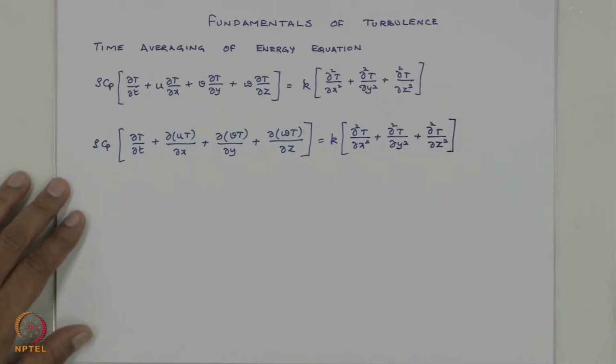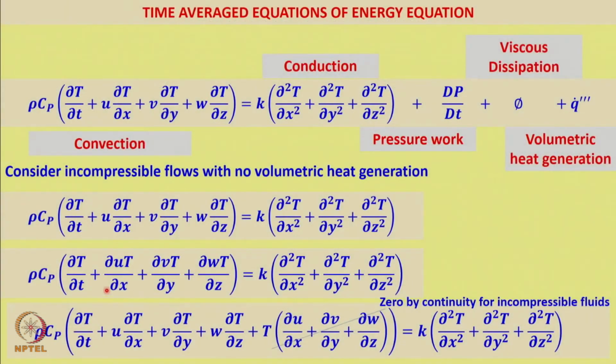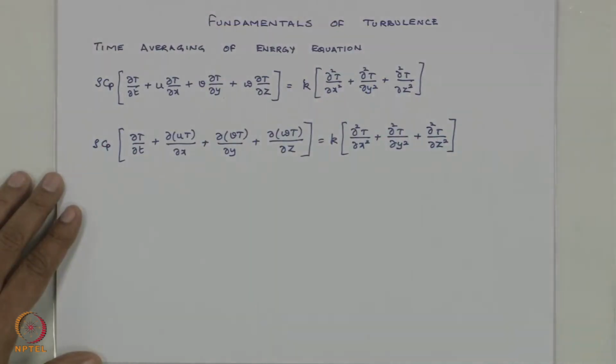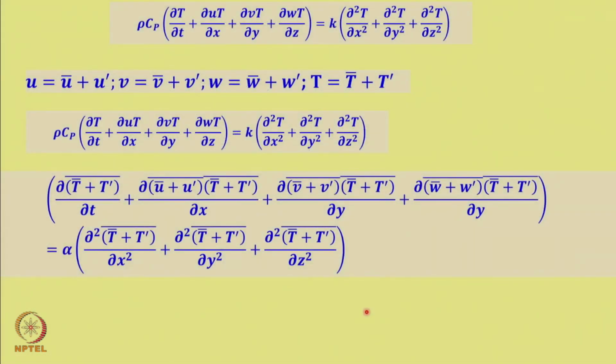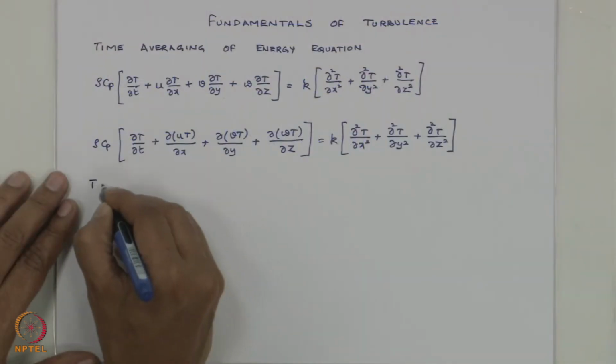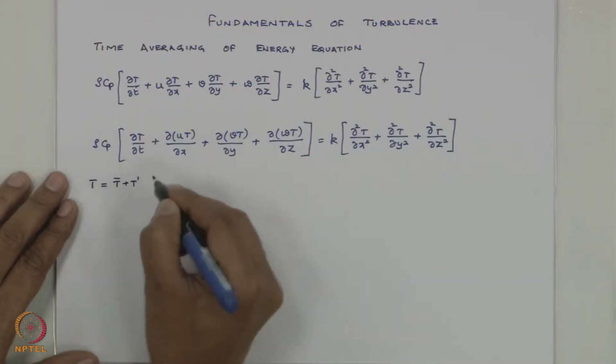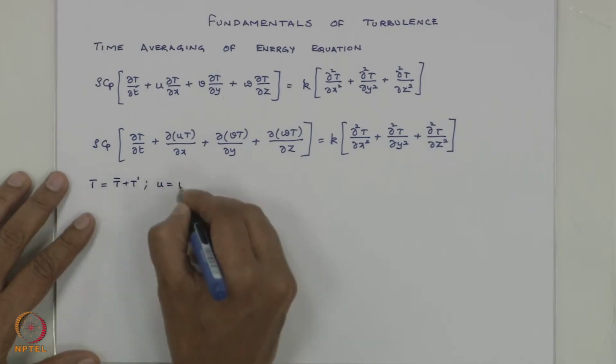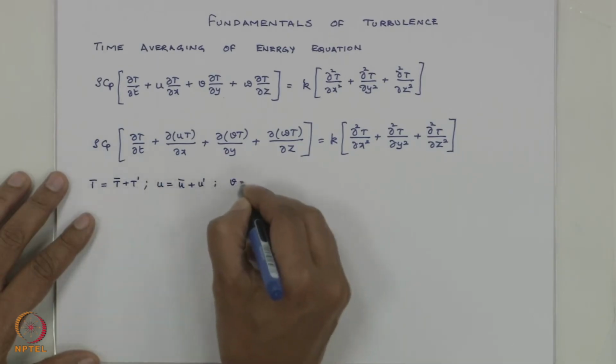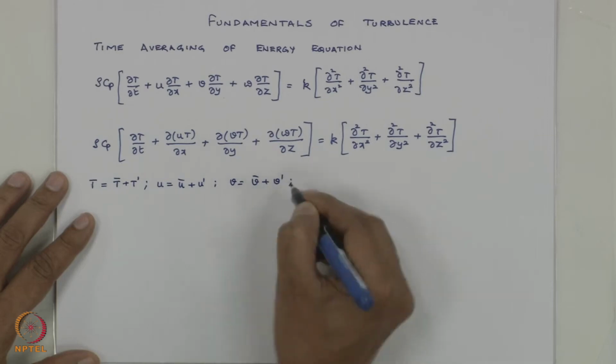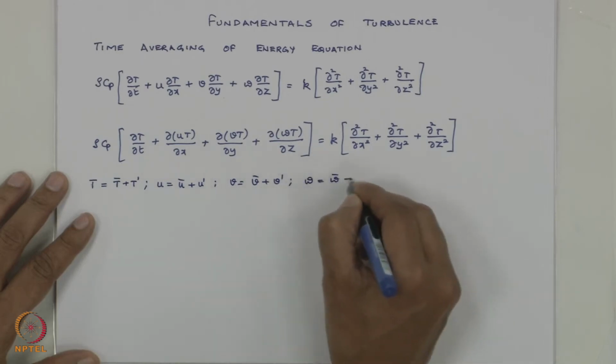So if I come back to slides, if I expand this, you get the total derivative of T, and you get T times del u by del x plus del v by del y plus del w by del z. This term gets 0 by continuity, because we are considering incompressible flow. So this is the same as what we have written in the top. So if I come back to my writing, we will replace for time averaging T by T bar plus T prime and u as u bar plus u prime and v as v bar plus v prime and w as w bar plus w prime.